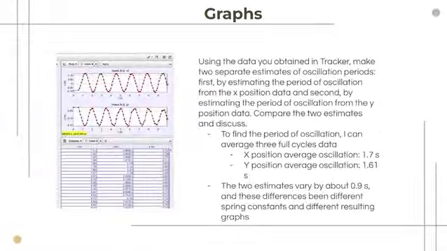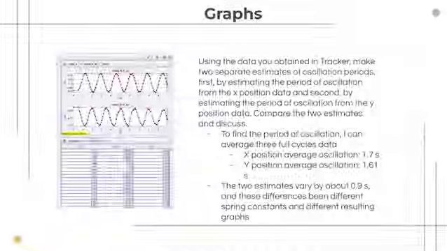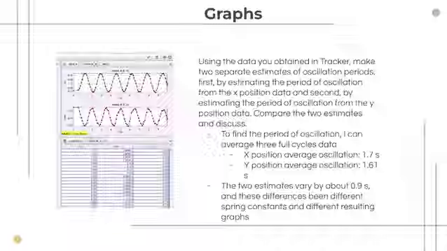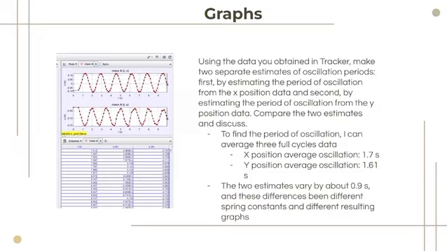So for the last question: using the data you obtained in Tracker, make 2 separate estimates of oscillation periods. First, for estimating the period of oscillation from the x position, and second, for estimating the period of oscillation from the y position. So to find the period of oscillation, I averaged 3 full cycles of data, and I used the same formula as before for T. And the result of this was an x position average of about 1.7 seconds and a y position average oscillation of about 1.61 seconds. And these two estimates vary by about 0.09 seconds, and these differences mean that you will have different spring constants, and it will also result in different graphs. So the data will be different if you change how you find the period of oscillation.